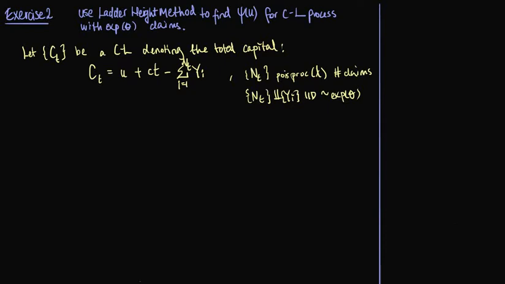Here in exercise 2, we want to use the ladder height method to find an explicit expression for the ruin probability for a Cramer-Lundberg process with exponential claims.